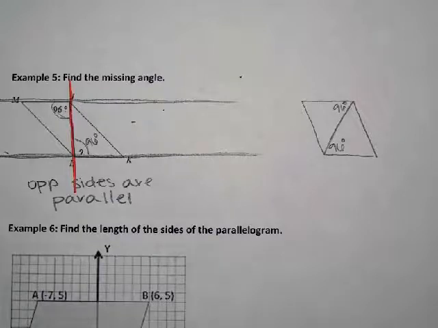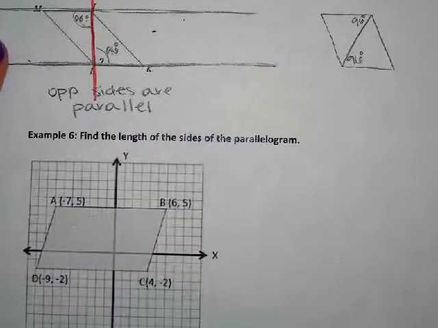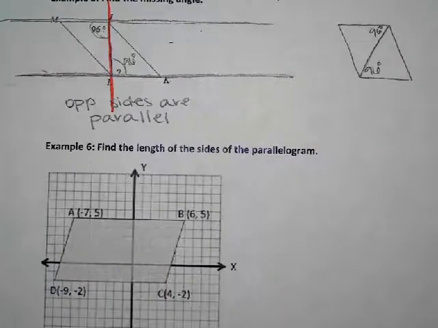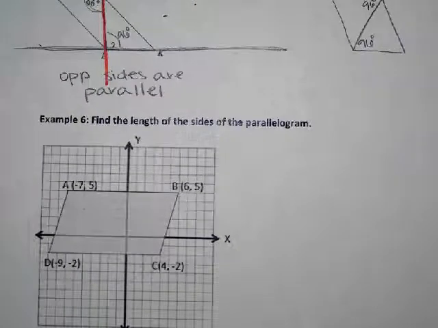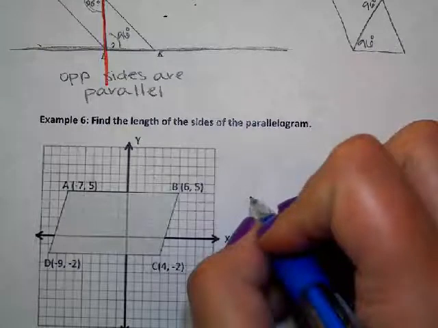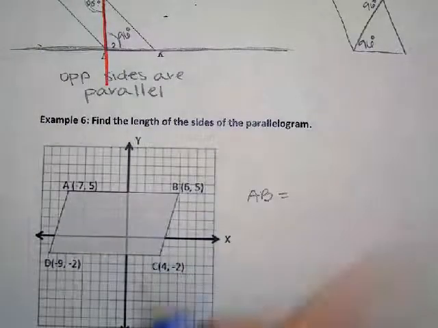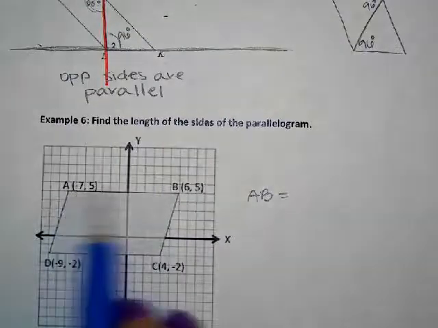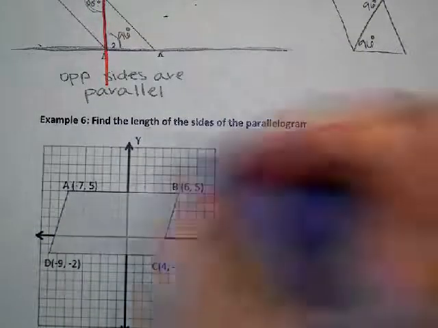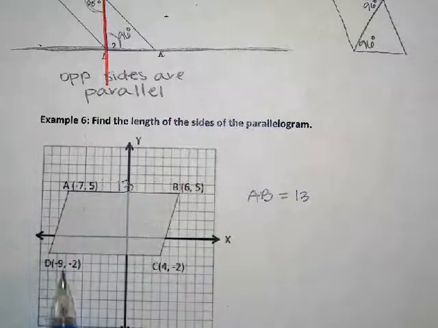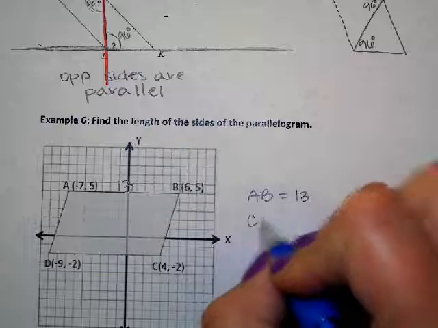They said here, we have a picture, find the lengths of the sides of the parallelogram, and they put the parallelogram on a coordinate axis. The top and the bottom are nice because those are just straight across left and right. If we wanted to find the length from A to B, what would that distance be? From -7 to 6 would be a length of 13. And then what about the bottom? From C to D, that's 13. So those are the same.